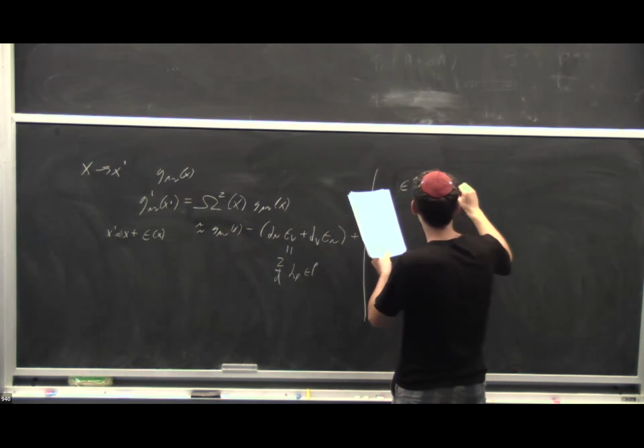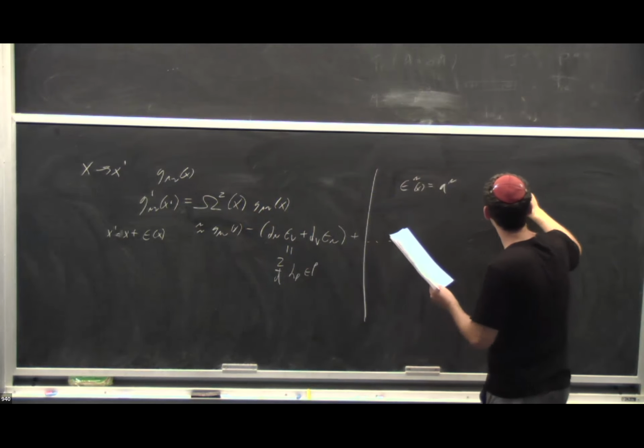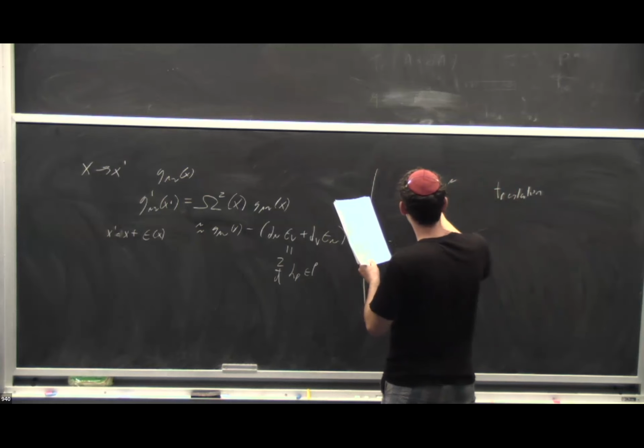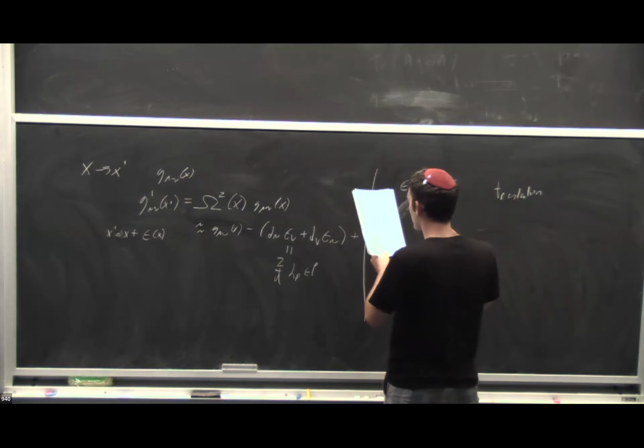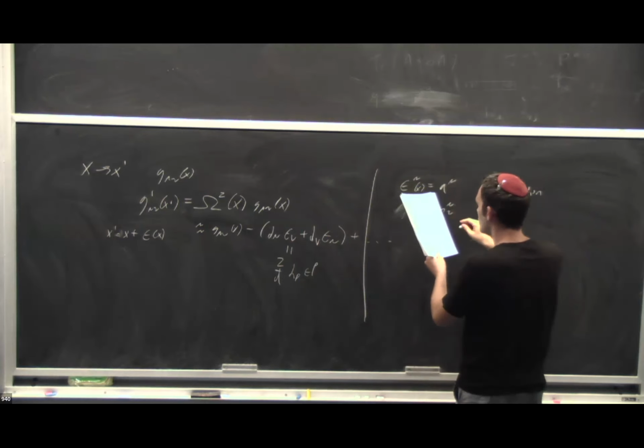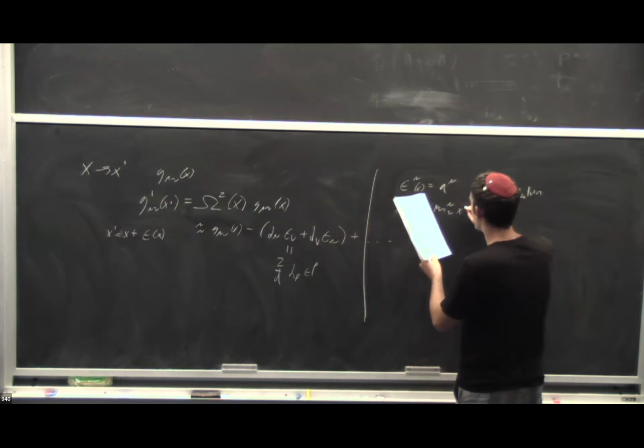This will be a translation, in the obvious sense that you're just moving x by a constant. Another solution is that it can be a rotation. So you'll have some infinitesimal matrix m mu nu which is rotating your position x.